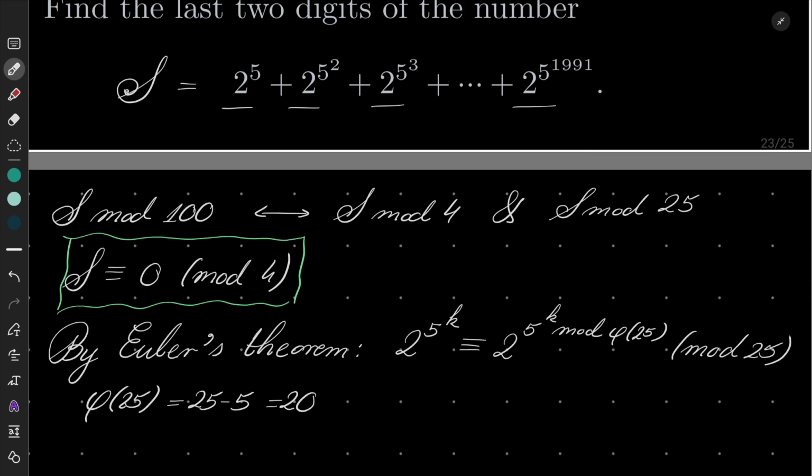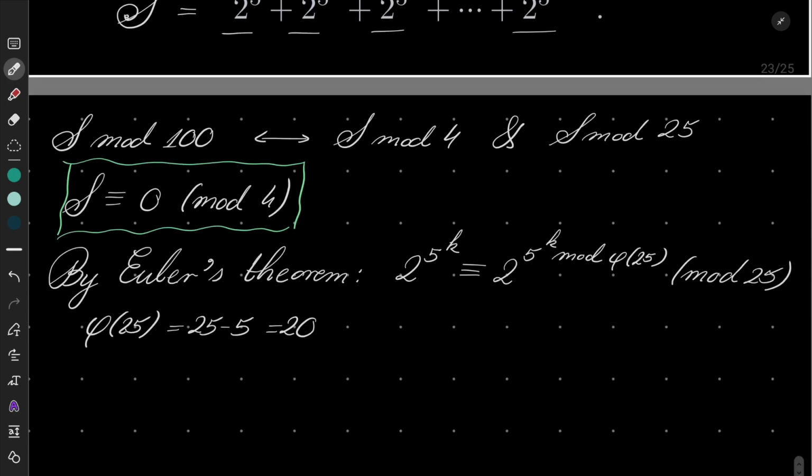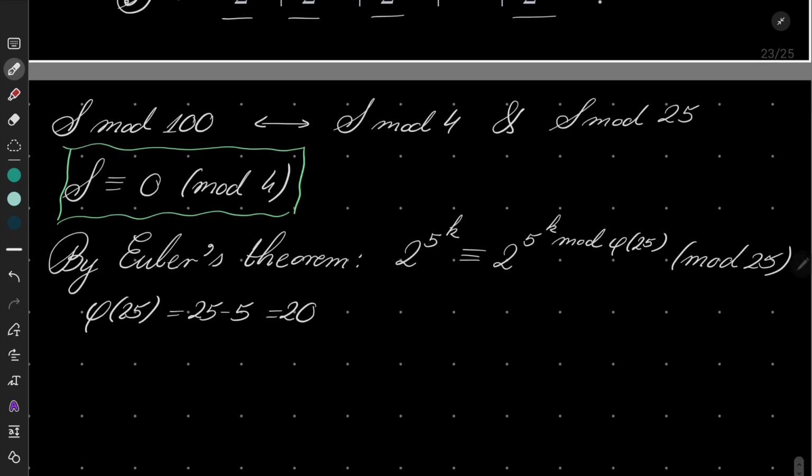Again, if you don't know what's going on here, check what the famous Euler phi function is on Wikipedia or other sources. Okay, I assume that you know something about this function. If you don't, check Wikipedia, for example. So we know that this is congruent to 2 to the power of 5 to the power of k modulo 20 in the exponent, modulo 25.